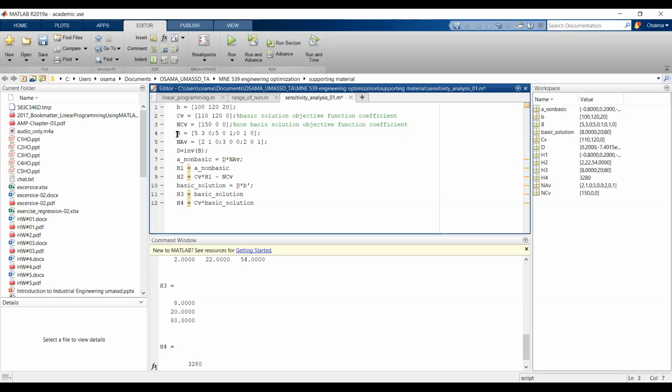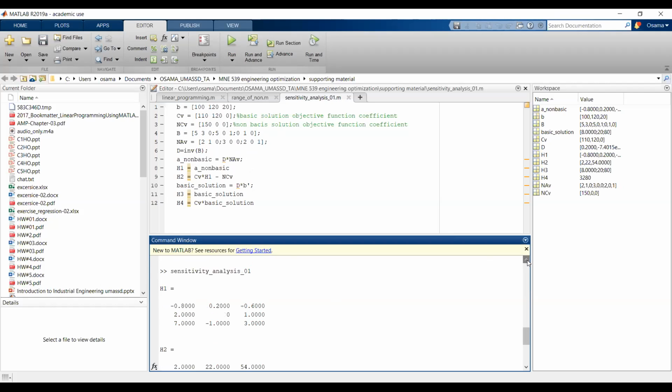Then here, basically, I will update matrix B. So matrix B is the technological coefficient for the basic solution. So it will include x1, x2 and S2. So I update this matrix. Then I update this matrix again. So this is for the technological coefficient for the non-basic solution. Basically, then run the code again.